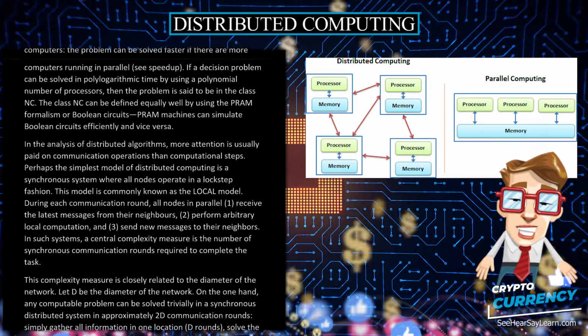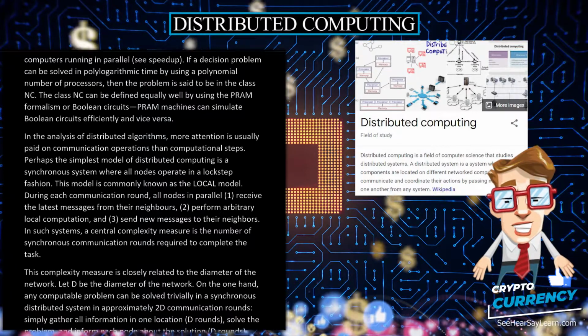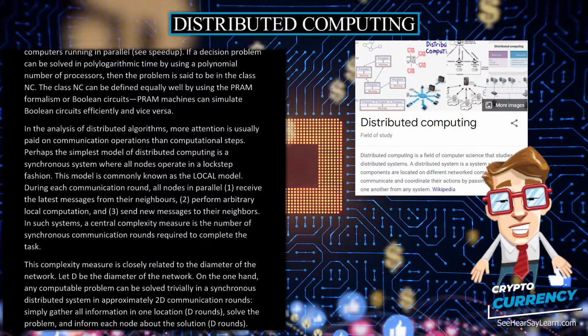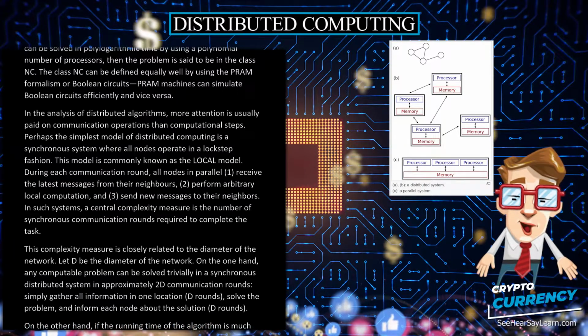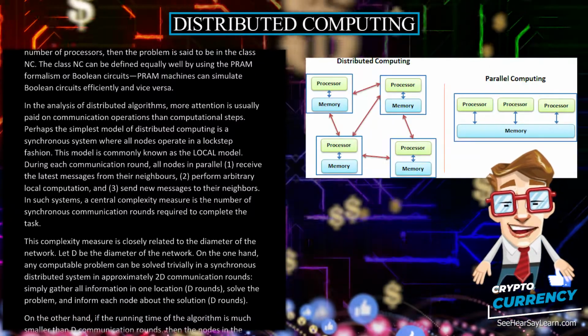In such systems, a central complexity measure is the number of synchronous communication rounds required to complete the task. This complexity measure is closely related to the diameter of the network.